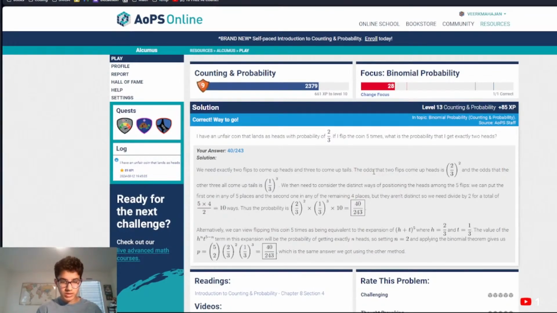Okay, this is the part that they're talking about. Alternatively, we can view flipping this coin five times as being equivalent to the expansion of this when h equals 2/3 and t equals 1/3. Okay, so same thing.